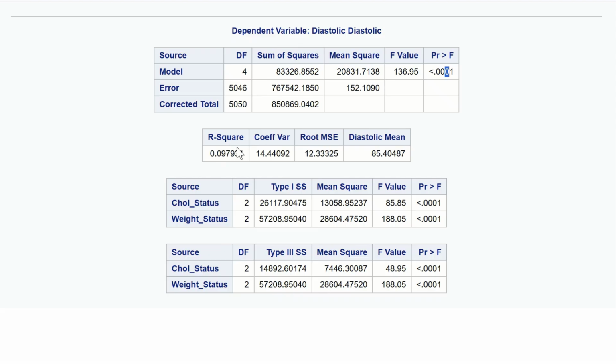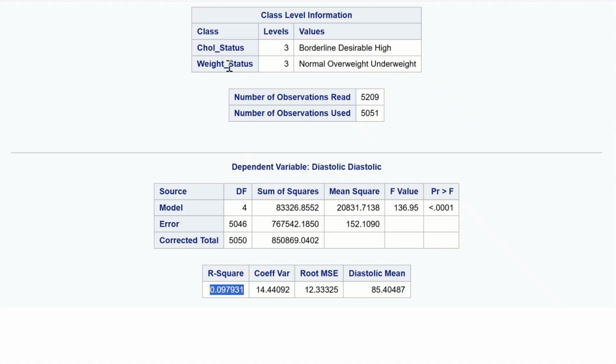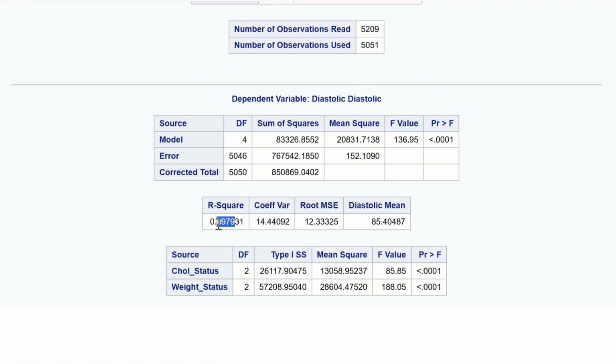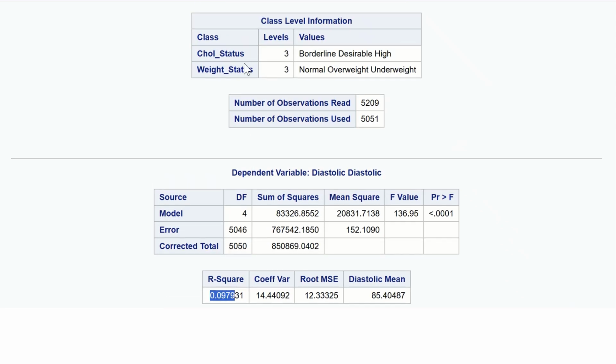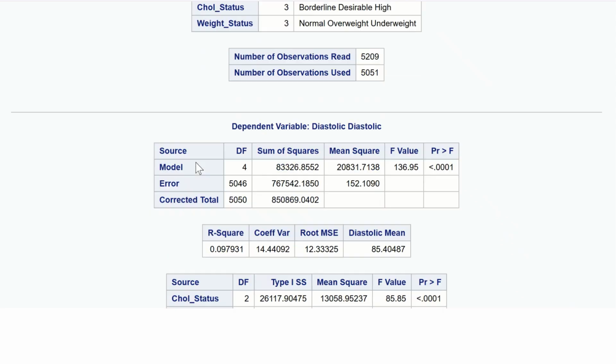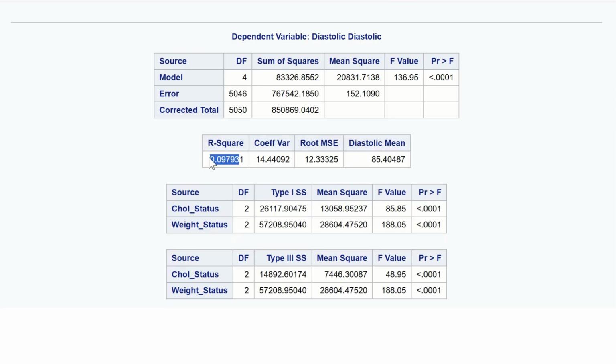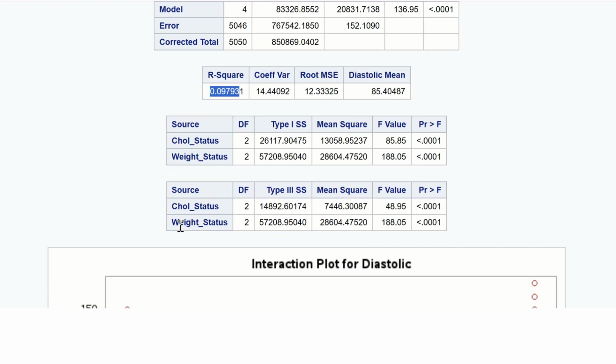Now look at R-squared. R-squared is very important here. R-squared has gone up. Previously it was only 3, but now we see that with weight status and cholesterol status both included, the R-squared has gone up. Almost 10% of the variability in diastolic blood pressure is explained by weight and cholesterol status together. That's a pretty decent R-squared for the health sector.